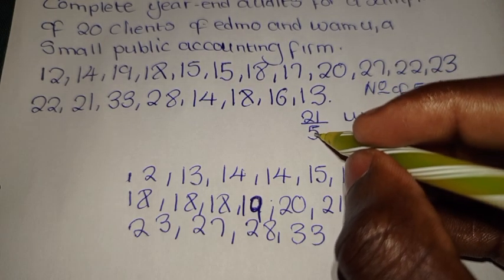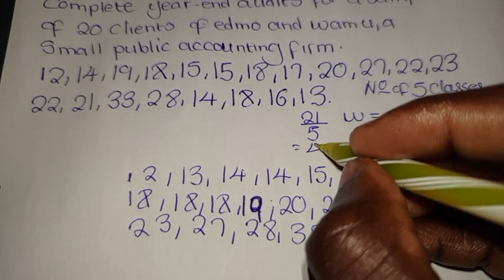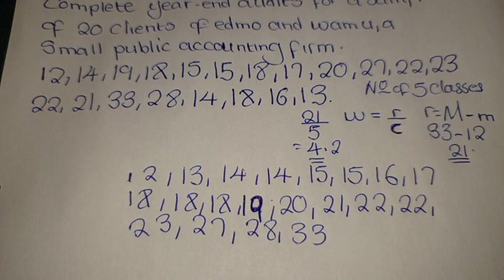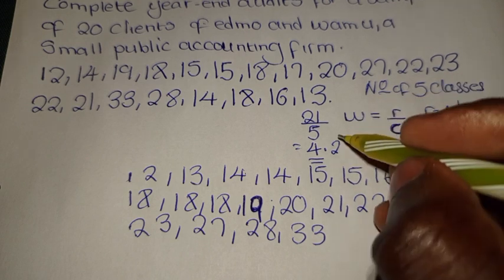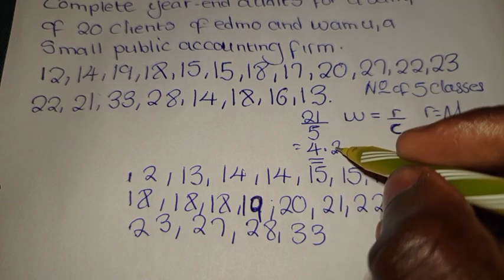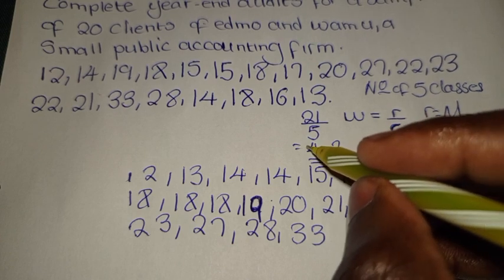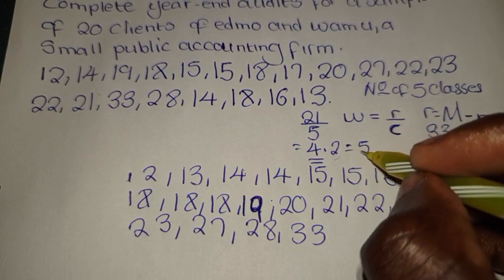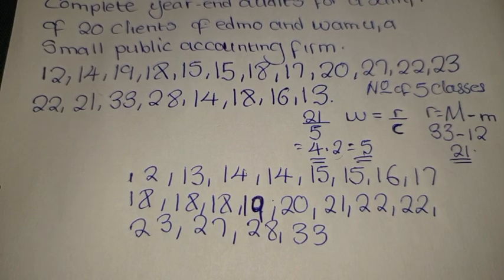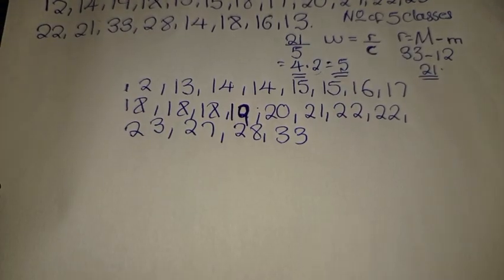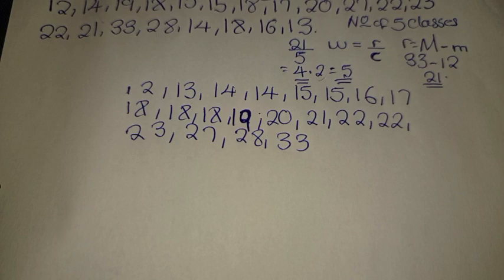When you divide 21 by 5, you get 4.2. Here we do not round off, we round up. So even if there is a 2, a 5, or a 9, we always round up. As long as there is a number after the decimal, this will automatically become 5. We always round up. Take note of that. Having done that, let us now construct the frequency distribution table.